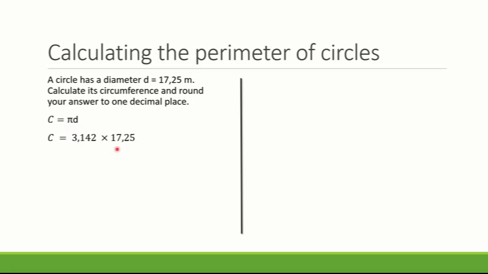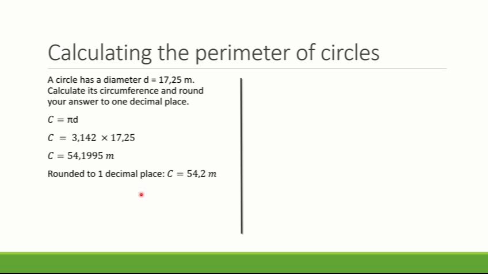Now we just swap out the numbers. Remember, we said pi is 3,142, and we know that the diameter is 17,25 meters. So we swap them out and do a multiplication, and C will equal 54,1995 meters. Please remember to put in the meters in your answer, it's very important.